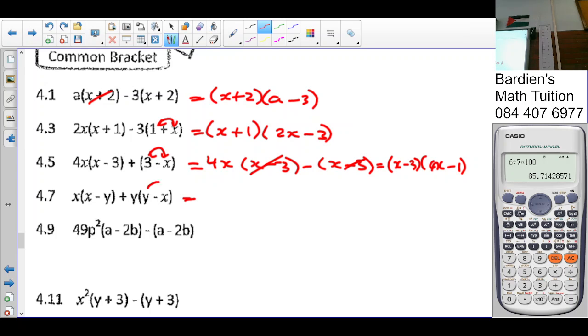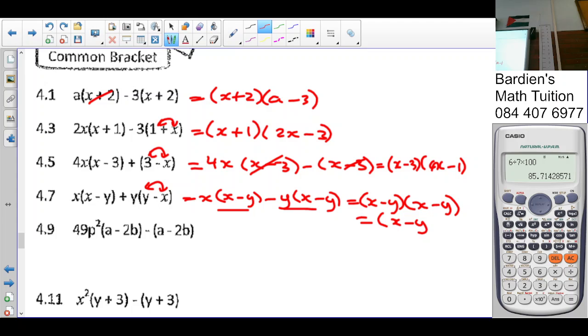The next one, I'll swap this around. Negative comes out. So it's x into x minus y minus y into x minus y. What is now common? X minus y. What are we left with? X minus y. But what we notice, they're the same. So therefore there's going to be x minus y.